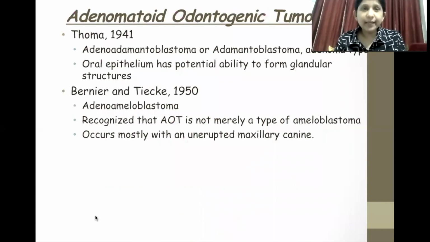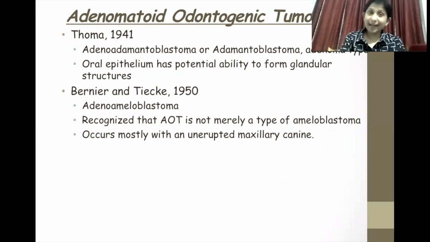So having said that, we'll go to the next tumor, that is your adenomatoid odontogenic tumor. In short, we can call it an AOT. Earlier, it was called an adenoameloblastoma. The very specific point to note about an adenomatoid odontogenic tumor is that it's mostly seen associated with an unerupted maxillary canine in the anterior maxilla.